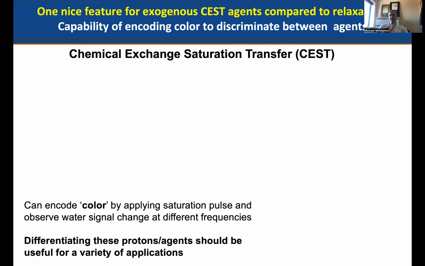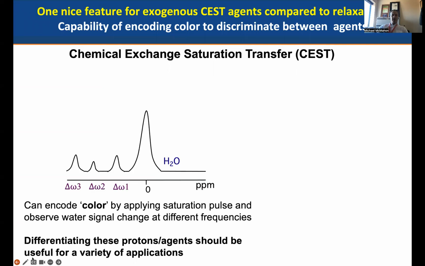One nice feature of these exogenous CEST MRI contrast agents compared to metal-based relaxation agents is that they're capable of encoding color to discriminate between the agents. So, for example, you can have a CEST agent with frequency 1, a second CEST agent with frequency 2, and a third CEST agent with frequency 3. And then when you move the saturation pulse across these different frequencies in the spectrum, you can determine what the signal loss is for each of these protons based on the saturation frequency. So this allows us to encode an artificial color by applying the saturation pulse and observing these water signal changes.